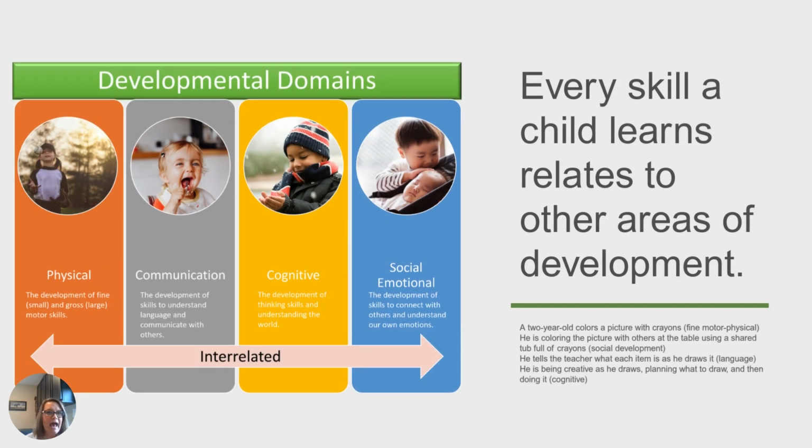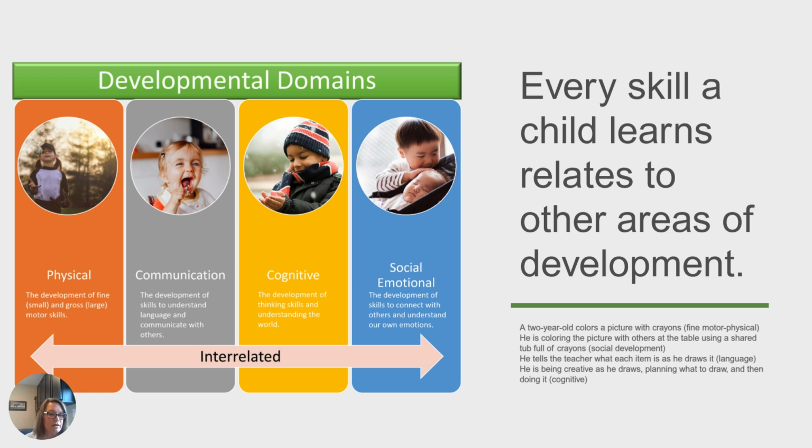So let's dive into how interconnected a child's development truly is. Every skill that a child learns is impacted and influenced by other areas of development. For instance, in a simple activity such as coloring, a 2-year-old may be coloring a picture with crayons, which means we see their fine motor development, but there's other things happening here. So the child may be coloring alongside others, sharing the tub of crayons.